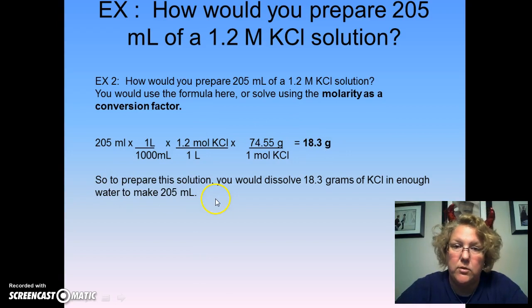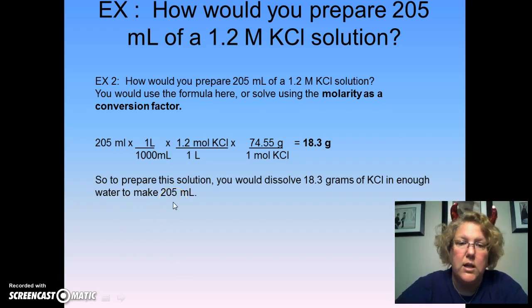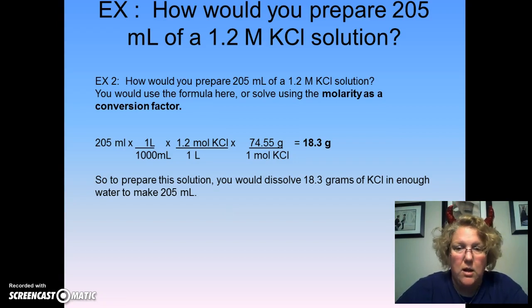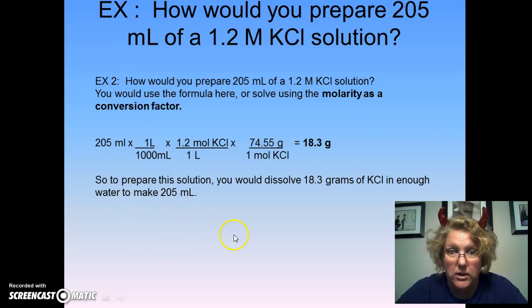So to prepare the solution, you would dissolve 18.3 grams of KCl in enough water to make 205 mL. You need to get used to writing it out in a sentence like this and explaining, because 18.3 grams is not going to be the answer. The question said, how would you prepare it? If you asked me that and I just gave you a number, you would be a little frustrated. So you need to go beyond saying just the amount of grams. You need to describe how you would actually prepare it.